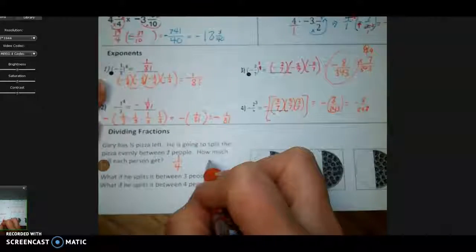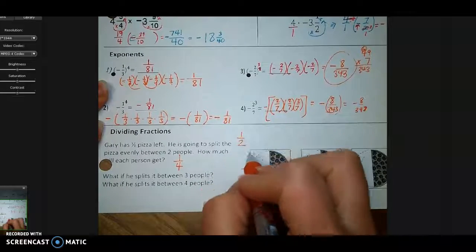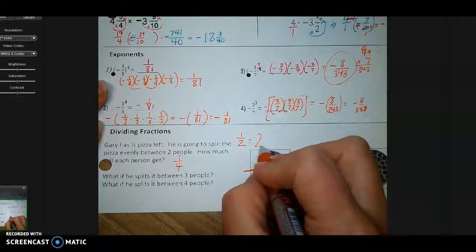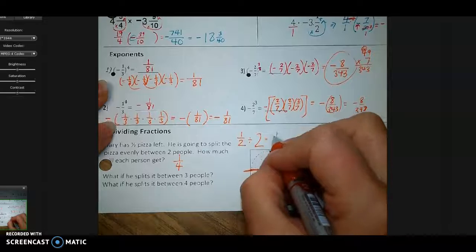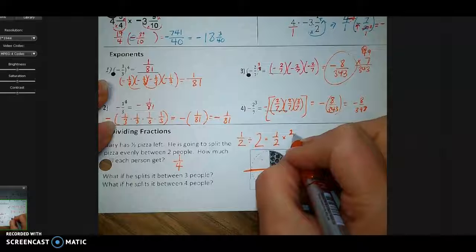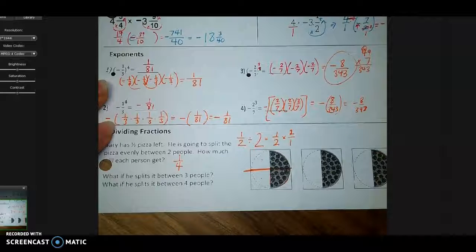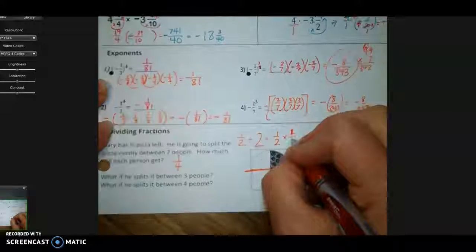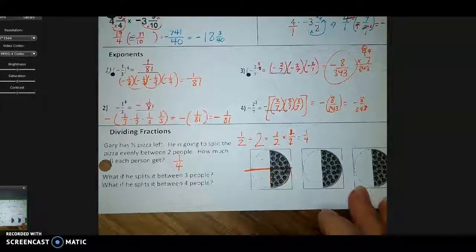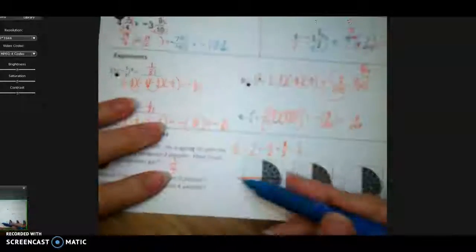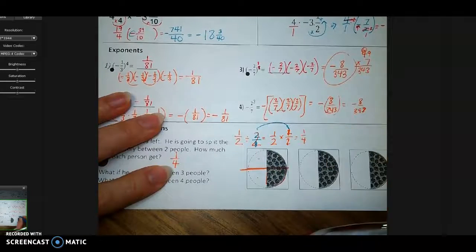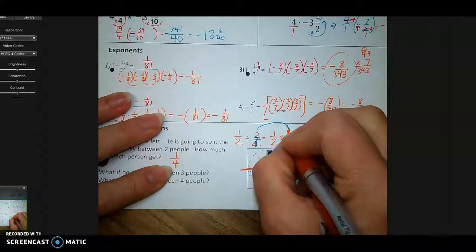So that means that 1/2 divided by 2 is 1/2 times 2 over 1. I'm sorry, 1 over 2, which is equal to 1/4. I would need to put this over top of a 1, and then I flip it right here.